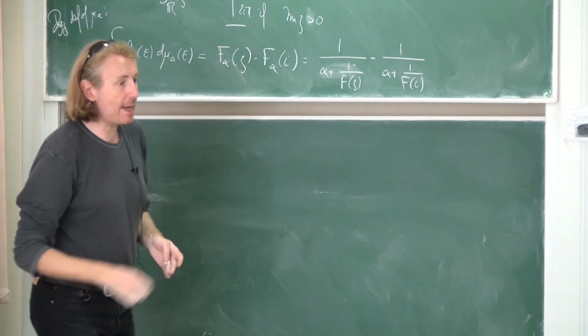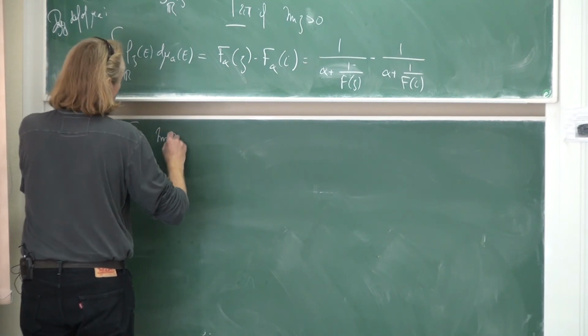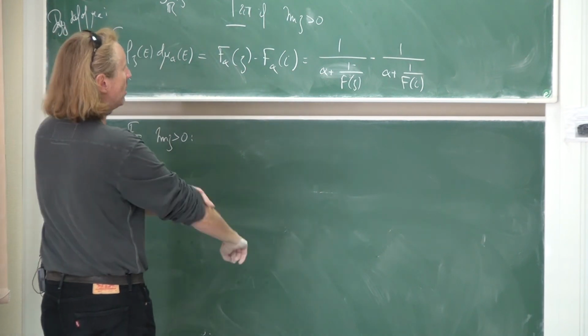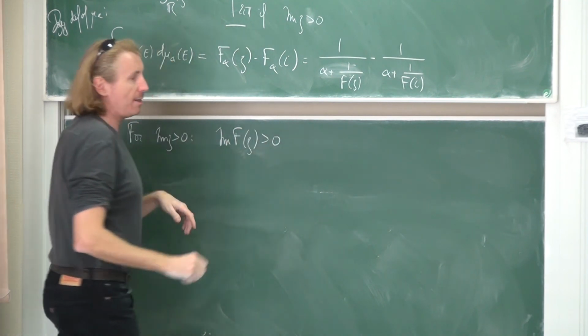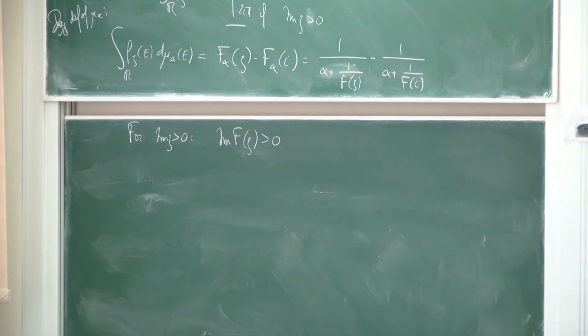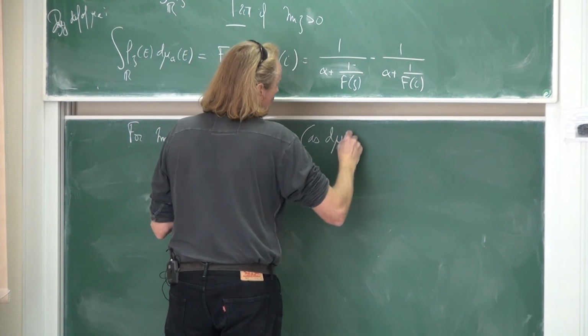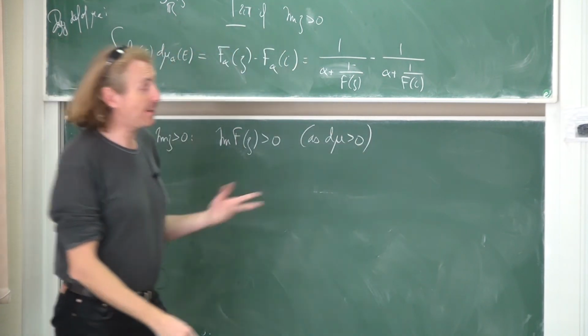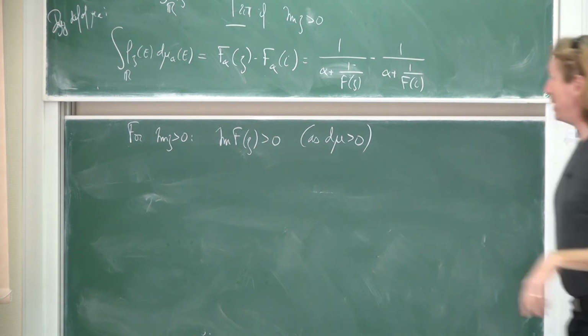Right. But what can I say of f of z and f of I? Well, for imaginary part of z positive, what do I know about f of z? I have that the imaginary part of f of z is positive, right? This is just because of the definition of f of z. This is a positive measure, because d mu alpha, or d mu, is positive. If I take the imaginary part, I get |t minus z| squared, imaginary part of z, d mu, right? So I have this.